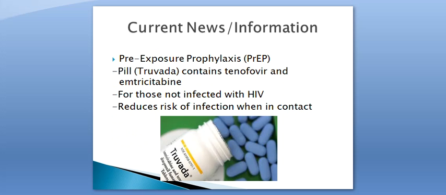So current news that I thought was pretty interesting was the pre-exposure prophylaxis, or PrEP. It is a pill, Truvada, that's the name of it, and it contains 2 different ingredients. Now, this is specifically important because you cannot be infected with HIV already. This pill is only for people that have not been infected already. However, it does reduce the risk of infection when in contact. PrEP has been shown to reduce the risk of HIV infection in people who are at high risk by up to 92%. So that is amazing.